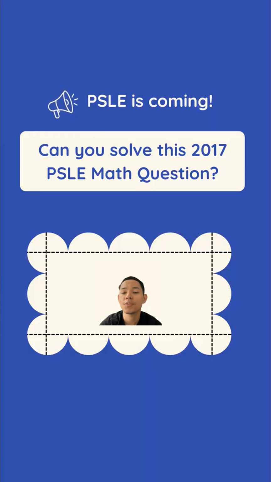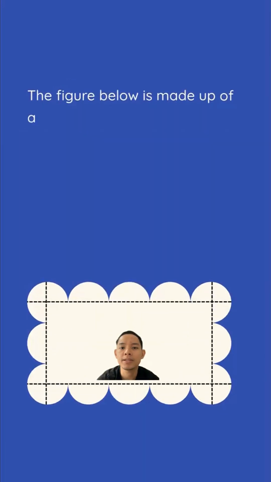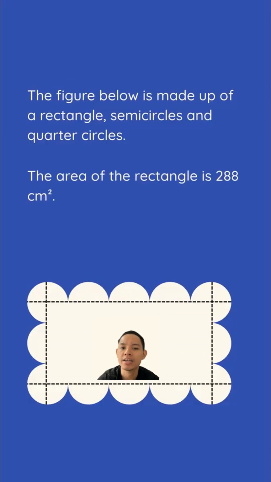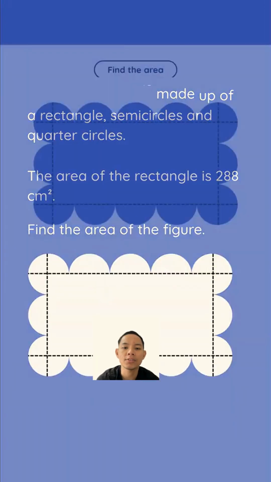PSLE is coming. Can you solve this 2017 PSLE Math question? The question goes: the figure below is made up of a rectangle, semicircles, and quarter circles. The area of the rectangle is 288 centimeters square. Find the area of the figure.